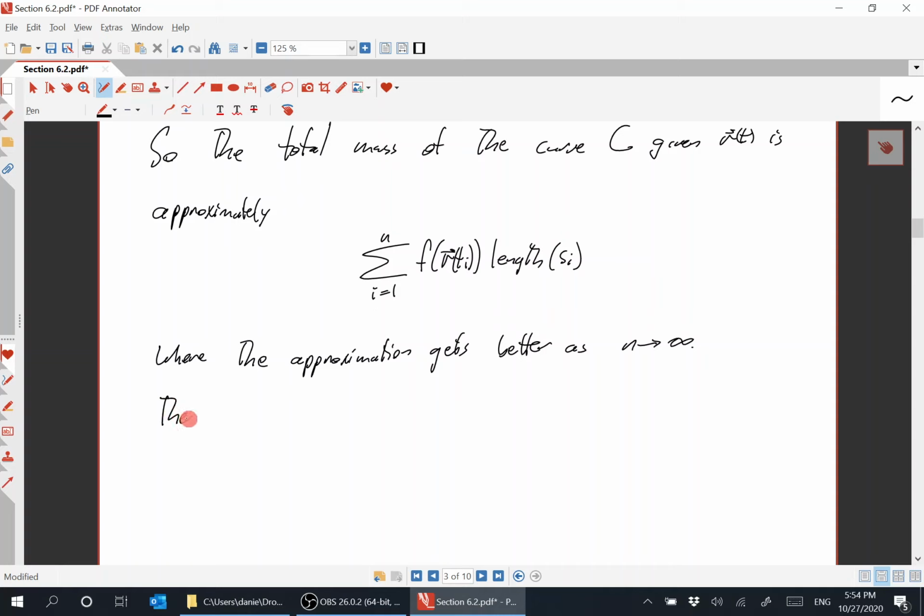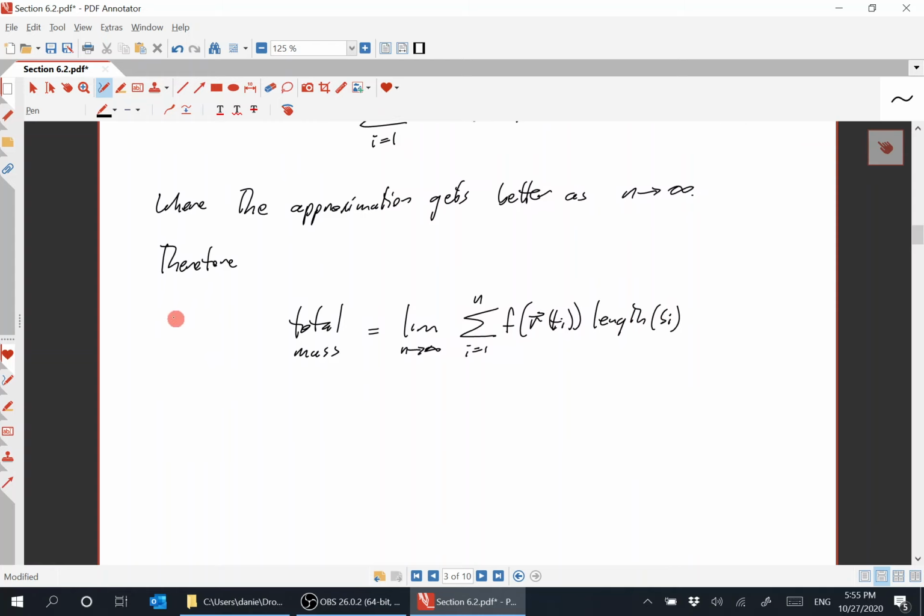Therefore, the total mass is exactly equal to the limit as n goes to infinity of the sum i equals 1 to n f of r of t_i length s_i. So starting to look a lot more like an integral, except there's no delta t there. No delta t. We'll get it there. Okay?